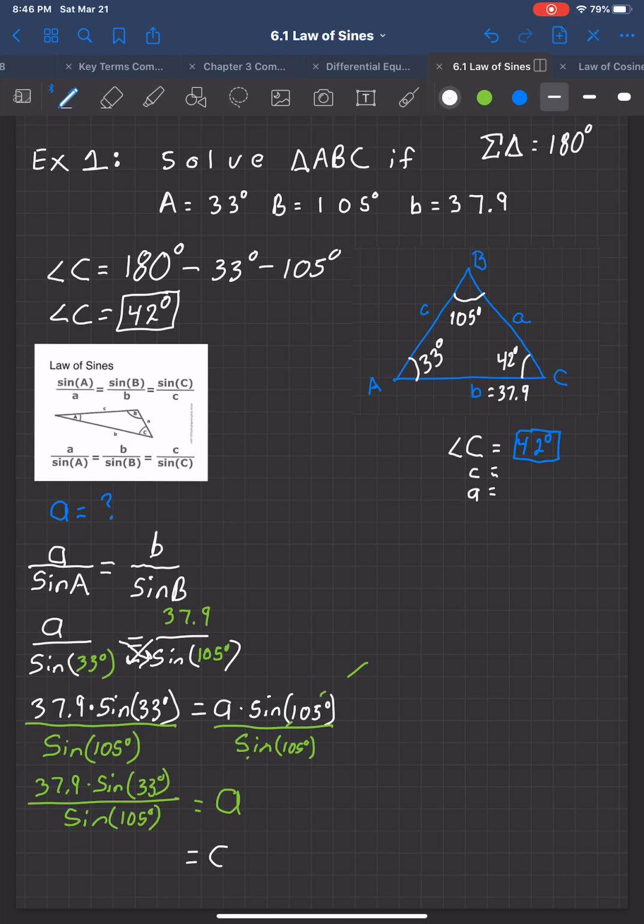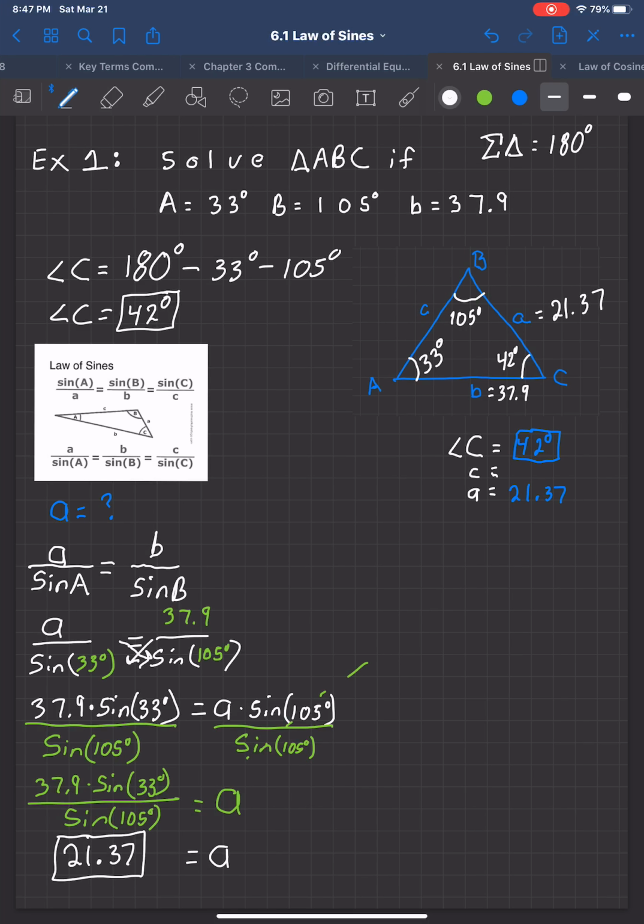So at this stage, you can grab your calculator, make sure it's in degrees, and you can do 37.9 times sine of 33 degrees divided by sine of 105 degrees, and then you can approximate your answer. So I go out to 2 decimal places. 21.37 is the side length of A. Okay, so let me go ahead and write that. So A is 21.37. All right, and I'm going to go ahead and label it here. So A is 21.37. Now, why am I labeling it in so many places?